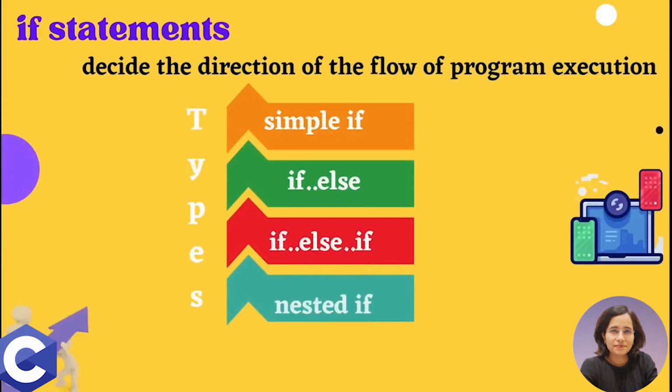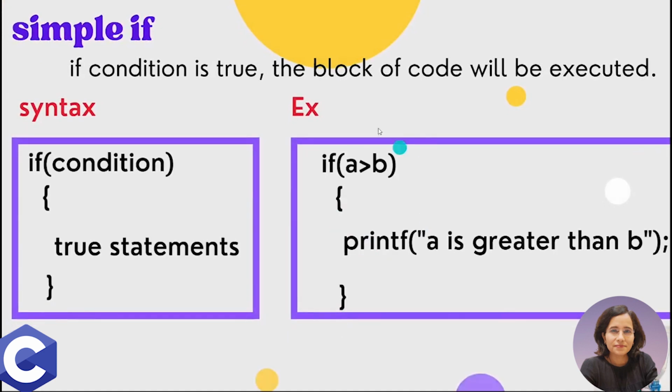First, let's discuss about the different types of if statement. There are four types of if statements. First is simple if, then we have if else, the third is if else if, and the fourth is nested if. Let's have a look at simple if. You can see the syntax here.